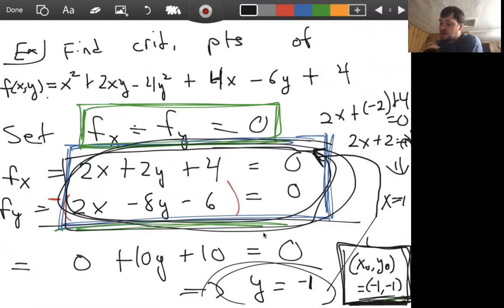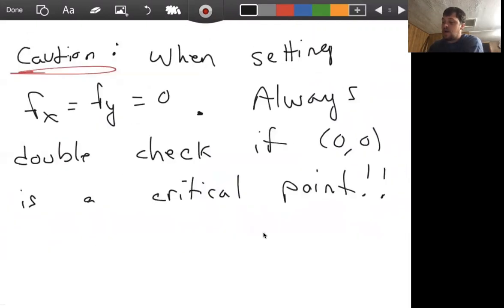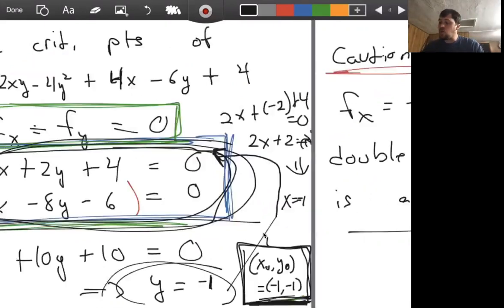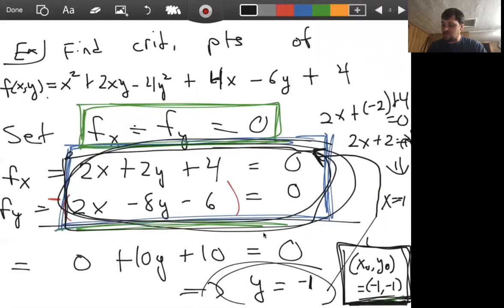And so in this case, we checked 0, 0 and didn't get anything. In general, the point 0, 0 can be a sneaky critical point. And it's worth expressing caution that you'll want to, again, just quickly eyeball the system of equations you've set up and say, okay, if I plug in 0, 0, is that going to give me a critical point?